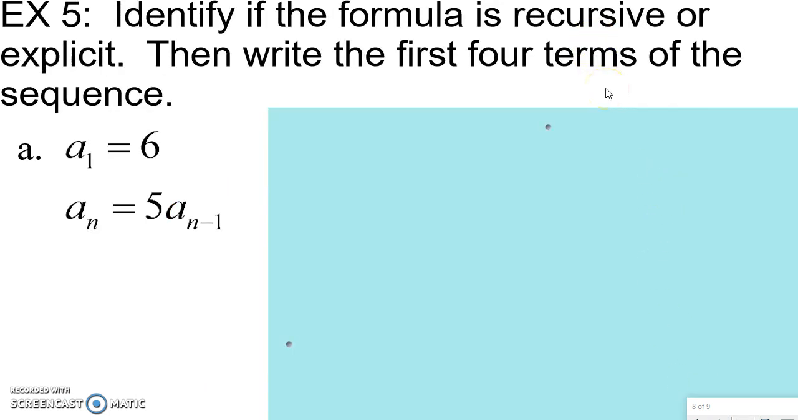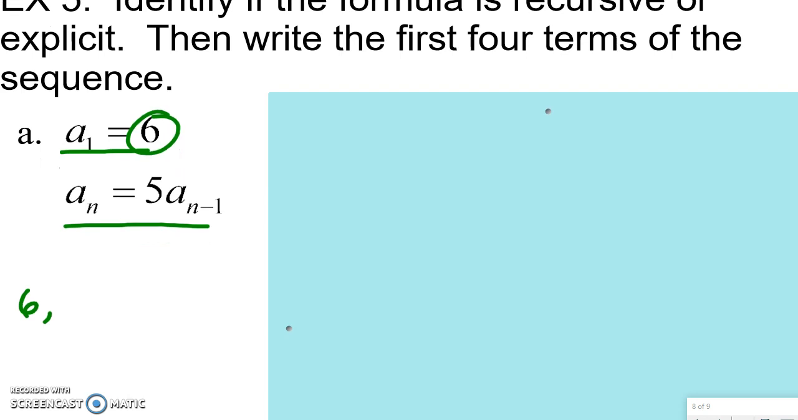All right, so I'm going to say what formula it is, if it's recursive or explicit, and then I'm going to write the first 4 terms. Okay, well, the giveaway that it's recursive is that you have these 2 lines. You have one line for your a sub 1 and then one line for your a sub n. All right, so first 4 terms. So obviously I know the first term is 6. And then the formula says I'm going to do 5 times the previous term.